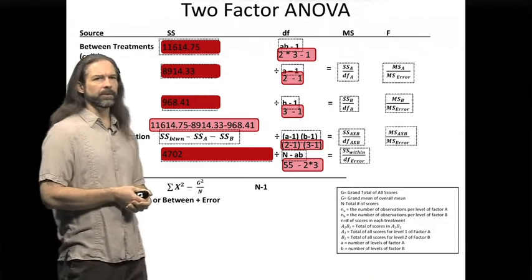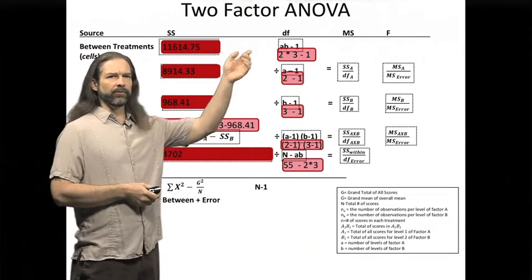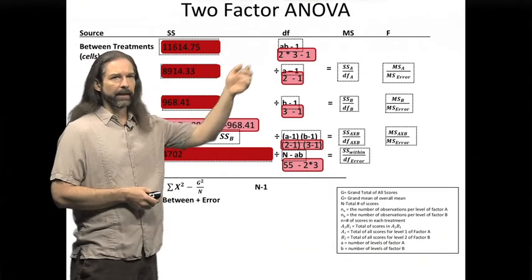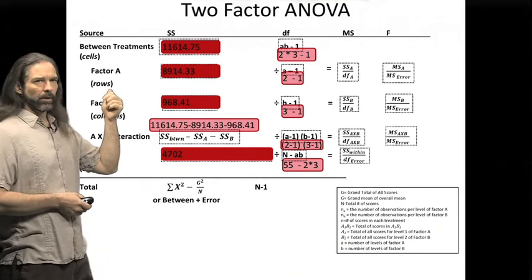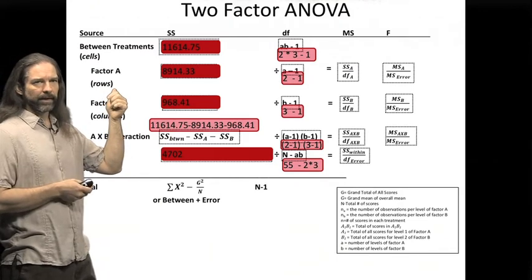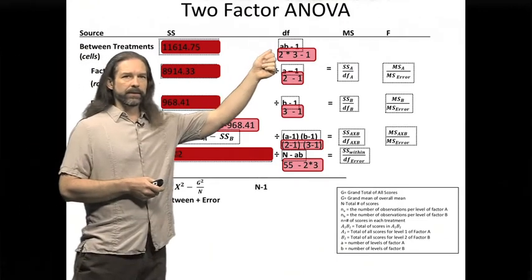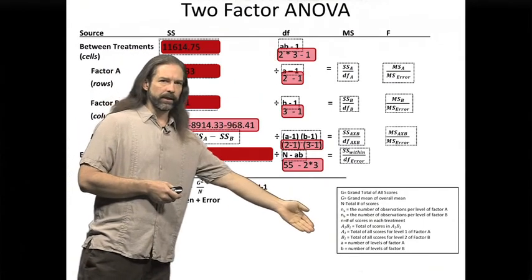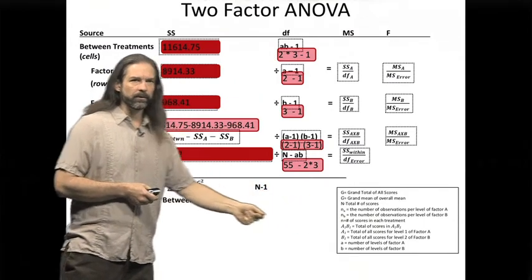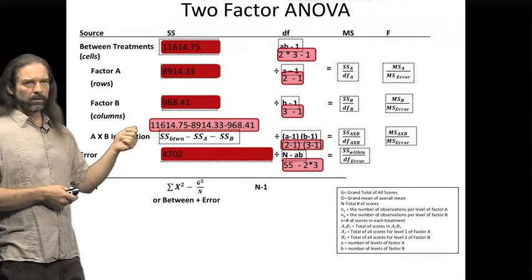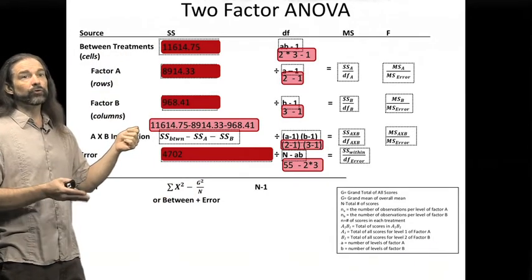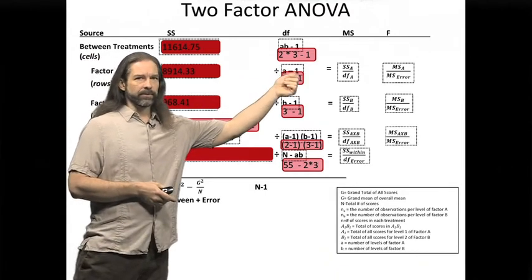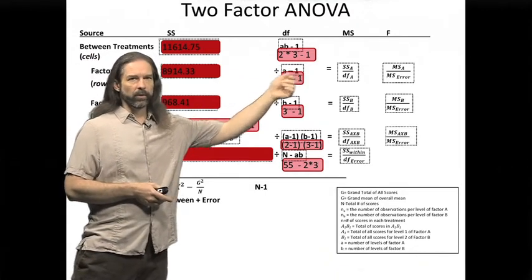Similarly, we need to do our degrees of freedom. I've given you the formula. Little a is the number of levels of factor A. Factor A was rows, so I'm going to have 2 levels for factor A. Little b is the number of levels of factor B. And again, all of that is notated down here on your Easy ANOVA table. Factor B was columns, so I'm going to have 3 levels or 3 columns. So that's going to be 2 times 3, which is 6, minus 1.